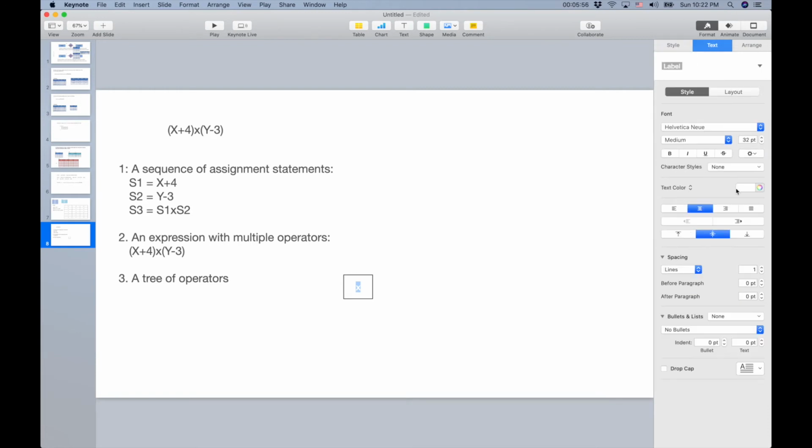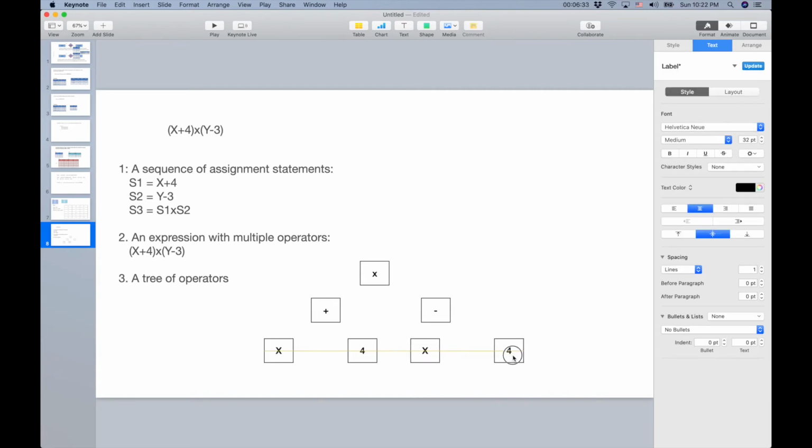Let me go to text so we can change the color to black. This tree has some branches. The left branch will be another operator, and it has a right branch. The left branch will be represented as an expression with plus as the operator, and the right branch will be an expression with minus as the operator. Below them, we have x as an operand, and then we have 4. It will be similar for the right branch: we have y and 3.